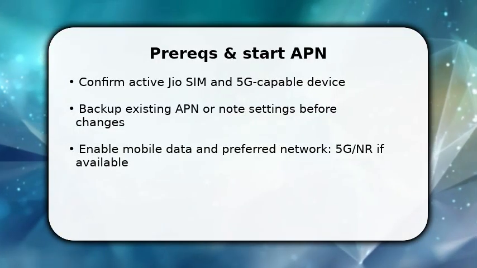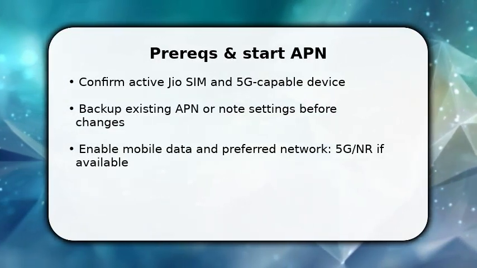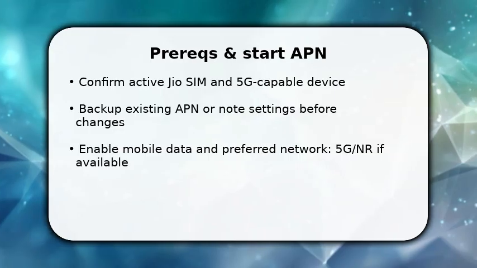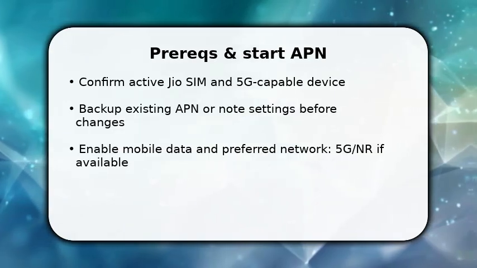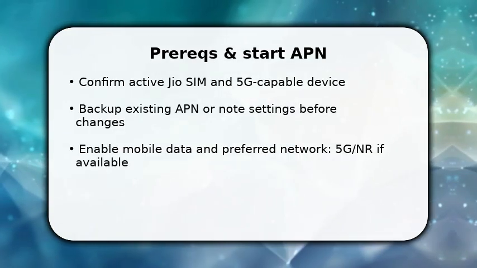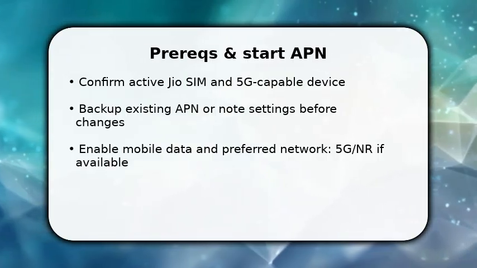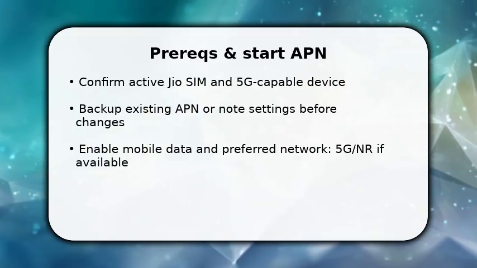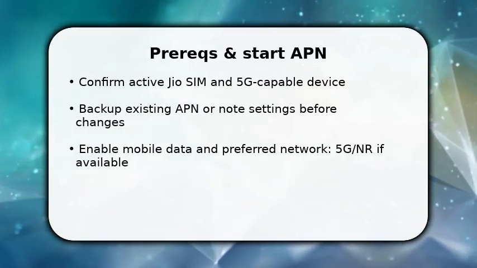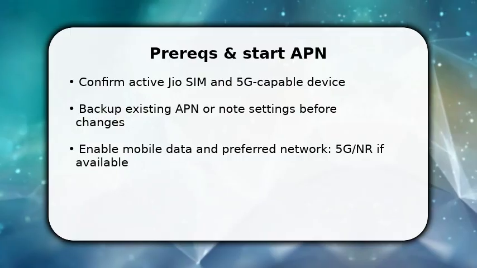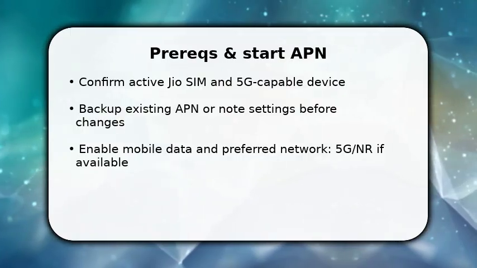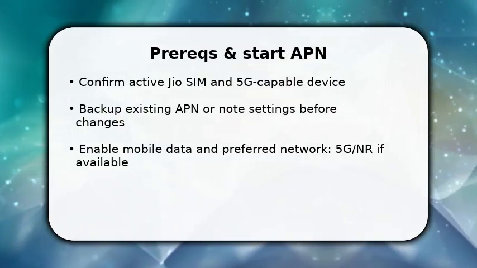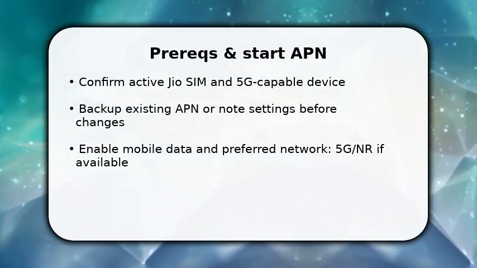You have a Geo SIM and a 5G capable phone. Start now by enabling mobile data and selecting 5G or NR in network settings. Next, back up current APN entries or note them so you can restore if needed. Once done, open Mobile Network, right arrow, Access Point Names, to add a new entry. This ensures you don't overwrite working configurations and lets you test the Geo 5G APN cleanly.